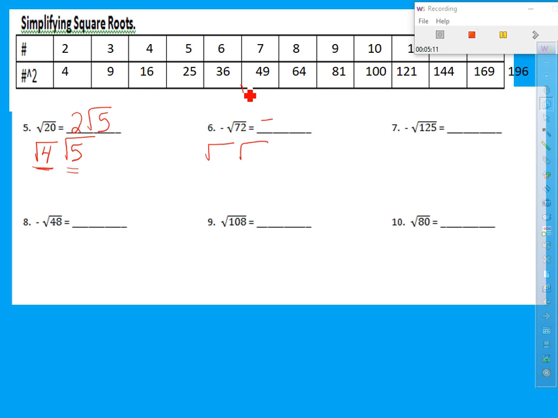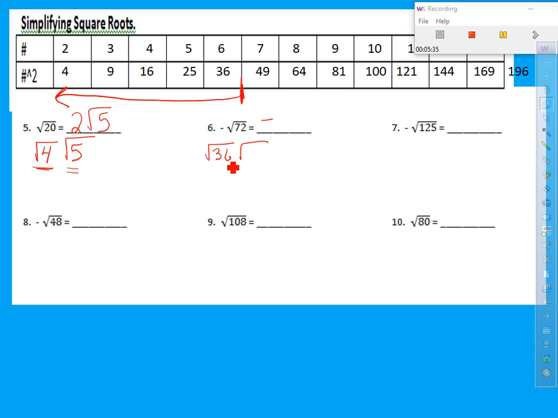So I'm going to start looking right here. I'm going to look at these numbers and see if any of them goes into 72 nicely. And I'm going to start from the biggest I can. I could start here at 49. If I go 72 divided by 49, I get a decimal. I don't want a decimal.